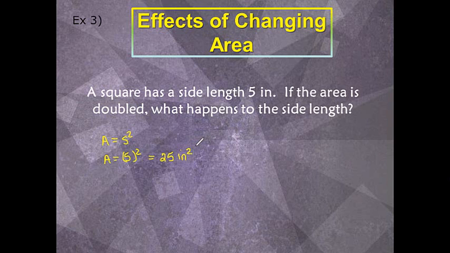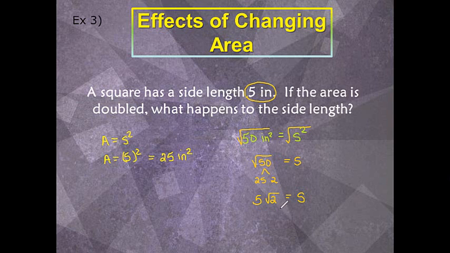Okay, and then they say, well, the area is going to be doubled. If I doubled that area, it would be 50 square inches. So I'm going to take 50 square inches and figure out what is going to be my new side length. I'm just going to solve this for the side length. To find the side length, I take the square root of both sides, and I end up that the square root of 50 is my new side length. If I simplify that radical, remember, 50 is the same as 25 times 2, and the square root of 25 is 5. So I take that out, and I have 5 times the square root of 2 equals the side length.